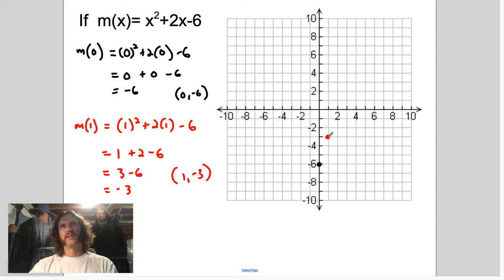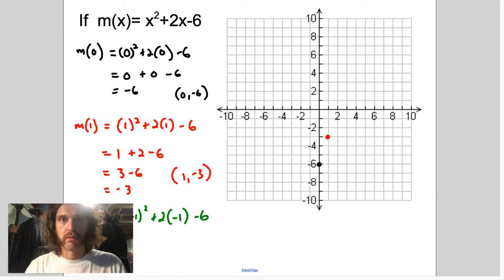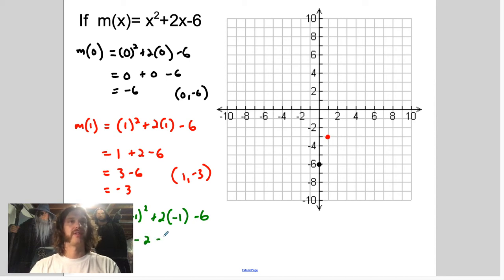All right, so let's go maybe 1 in the other direction and see what happens. Let's do m of negative 1. Let's do some math here. It's going to be negative 1 squared plus 2 times negative 1 minus 6. Negative 1 squared, negative 1 times negative 1, is positive 1. 2 times negative 1 is minus 2, and then minus 6.